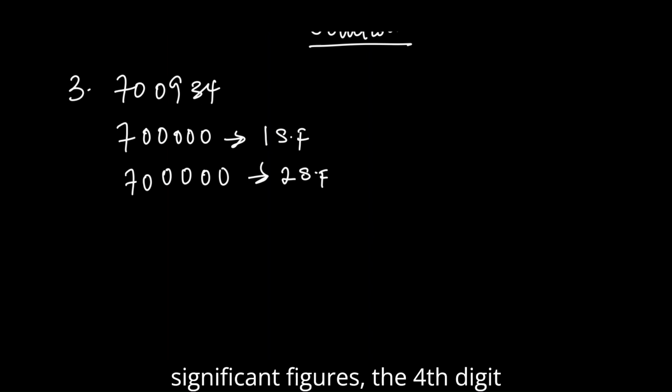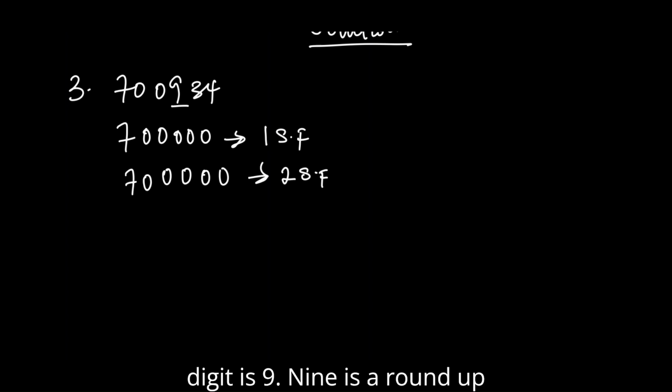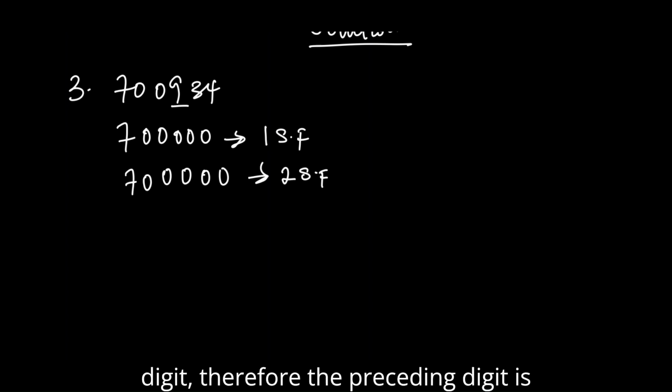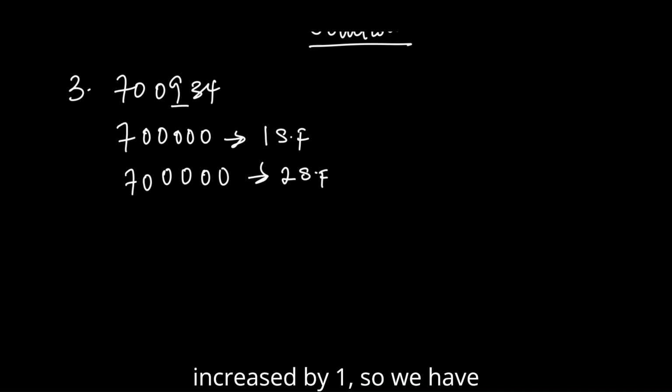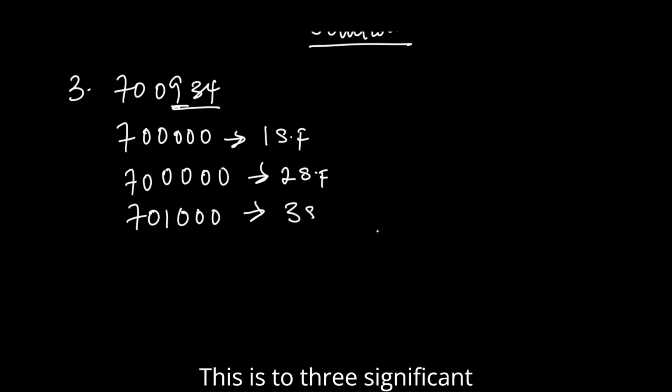Then to three significant figures, the fourth digit becomes our reference digit. The fourth digit is 9. 9 is a round up digit, therefore the preceding digit is increased by 1. So we have 701, and all here becomes 000. This is to three significant figures.